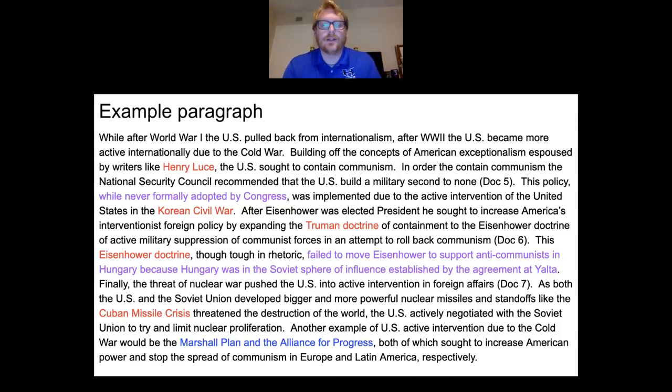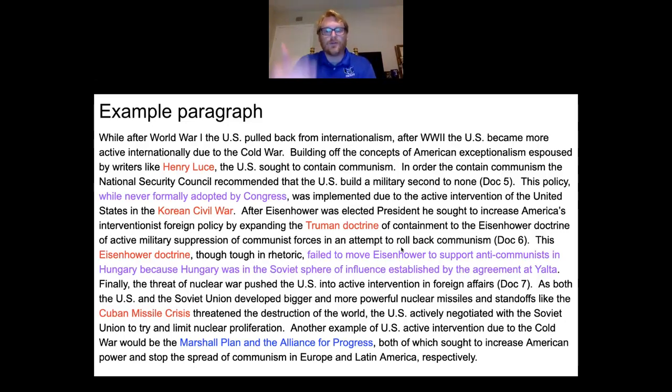After Eisenhower was elected president, he sought to increase America's interventionist foreign policy by expanding the Truman Doctrine of containment to the Eisenhower Doctrine of active military suppression of communist forces in an attempt to roll back communism. All right, so that's Document 6. Again, I've given you the historical situation: Truman Doctrine, Eisenhower Doctrine, rollback, right?